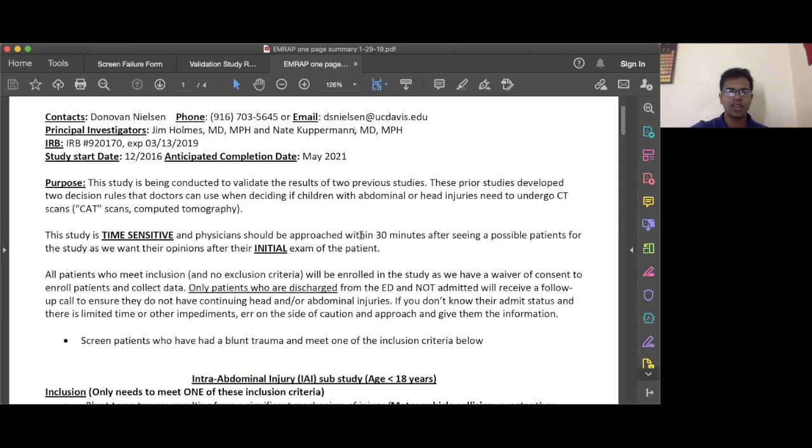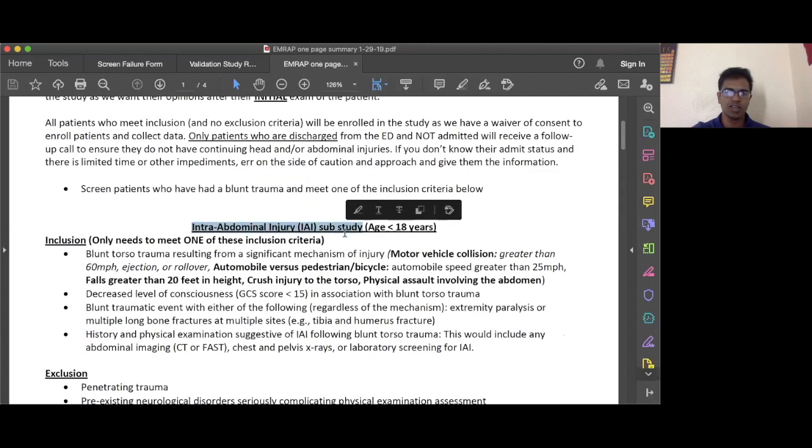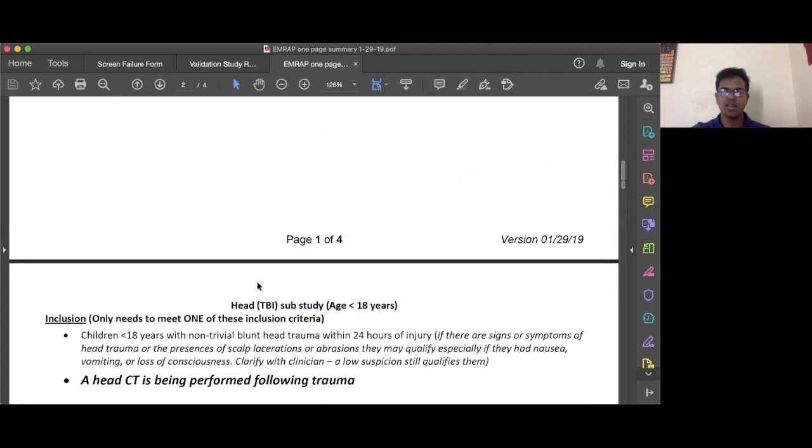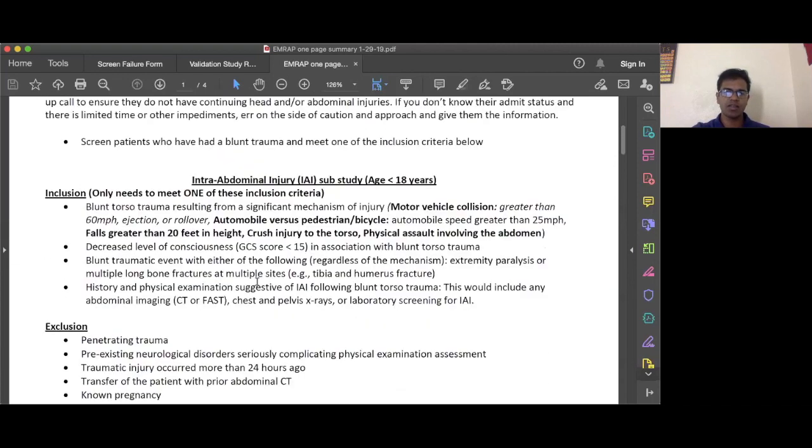So before we get into the inclusion and exclusion criteria, it's important to note that validation consists of two sub-studies. One is called the intra-abdominal sub-study, and the other is called the head sub-study, or TBI. And with these two sub-studies, they're somewhat independent of each other in that a person can qualify for one sub-study and be enrolled into validation, or they can qualify for both sub-studies and be enrolled into validation.